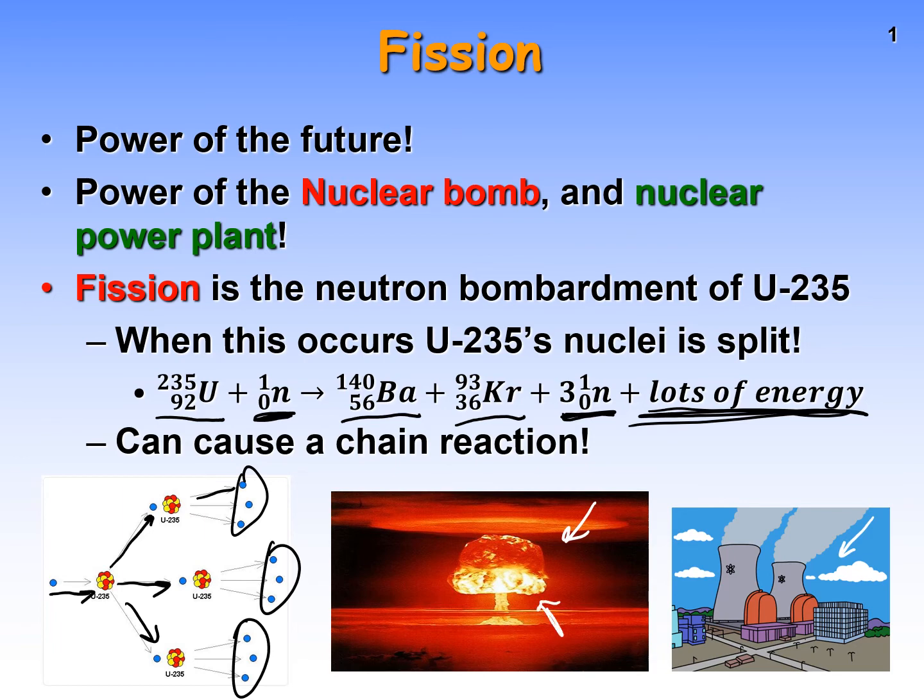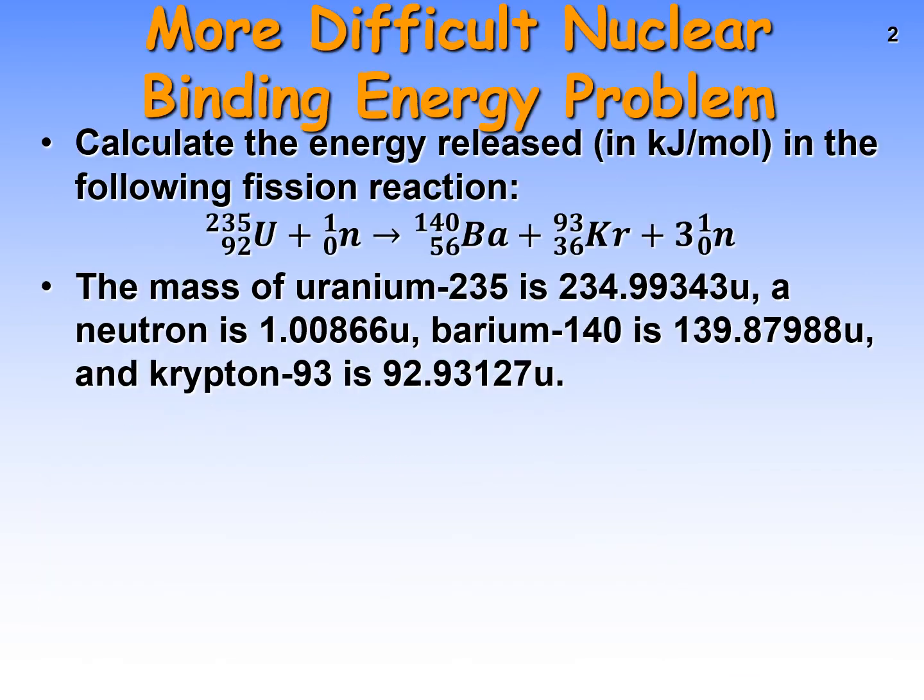All right, so let's look at a calculation of how much energy is actually being released in this type of scenario, the fission of uranium-235. There are some masses, and we can actually use the same equation that we did for nuclear binding energy, E equals delta M times C squared, to calculate how much energy is actually being released in kilojoules per mole from a fission reaction.